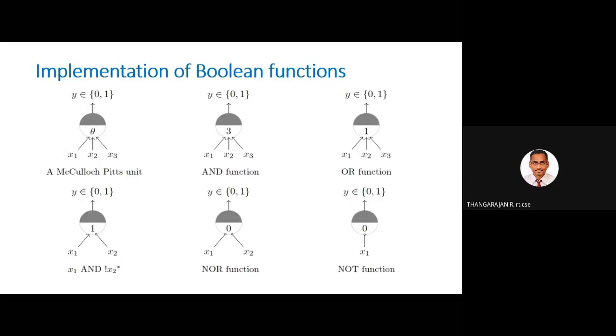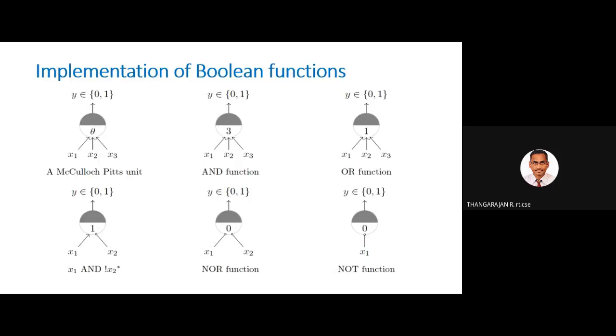Okay. If any one of the inputs becomes 0, then naturally the sum will be 2 or 1 or 0. When any one of the inputs is 0, the sum will be less than 3. In that case, my output will always be 0. So this is a simple implementation of an AND gate using a McCulloch-Pitts neuron.